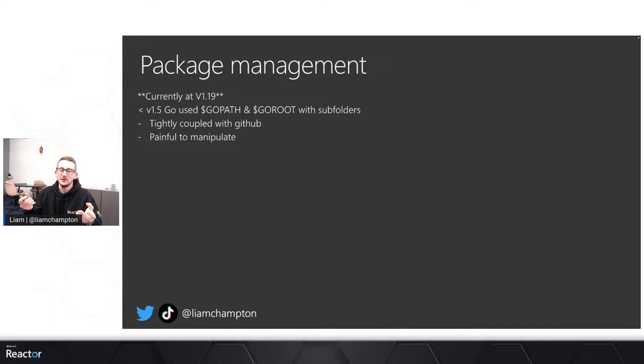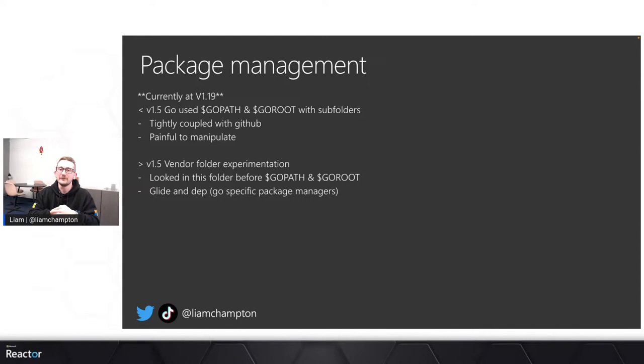So what do they do? Well, they created a vendor folder experiment. From version 1.5 onwards, so 1.6, 1.7, 1.8, et cetera, they had the vendor folder. The vendor folder was kind of an abstraction away from the Go path and Go root. Whenever a program or an import or a dependency was imported, it would be put into the vendor folder first. So when it looks for the dependency in your code, it would always go there before going to the path and the root. It's just a layer of abstraction before it gets to the previously defined path.